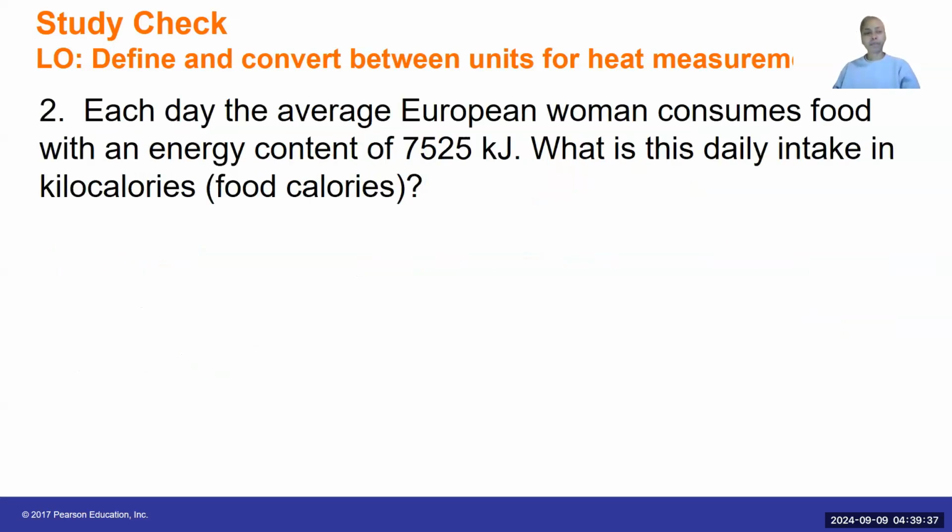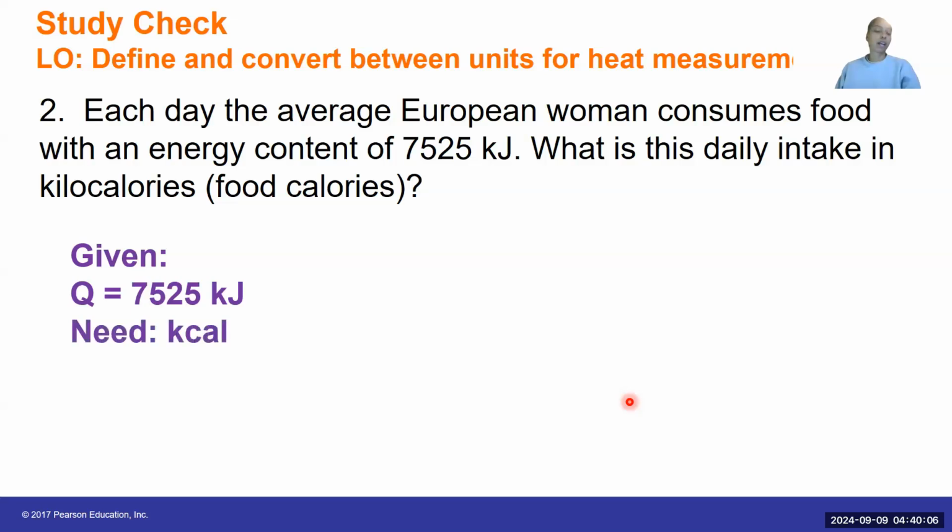Let's do another. Each day, the average European woman consumes food with an energy content of 7,525 kilojoules. What is this daily intake in kilocalories or food calories? Remember, food calories are kilocalories or capital C. So what are we given? Q is what we call energy, right? We're given the amount of energy, Q, 7,525 kilojoules, and I need kilocalories.